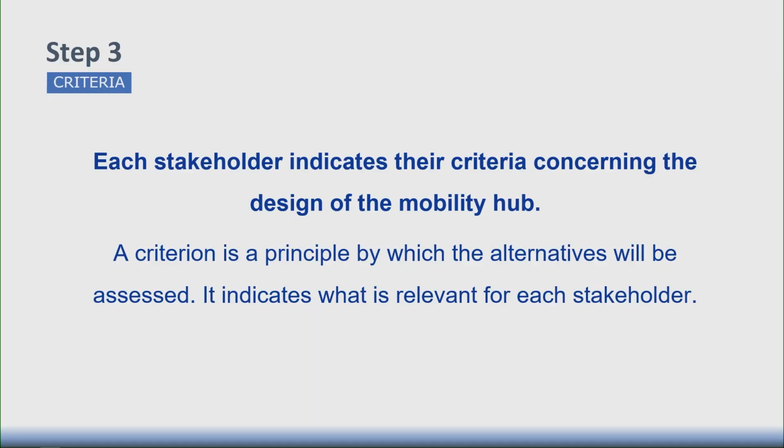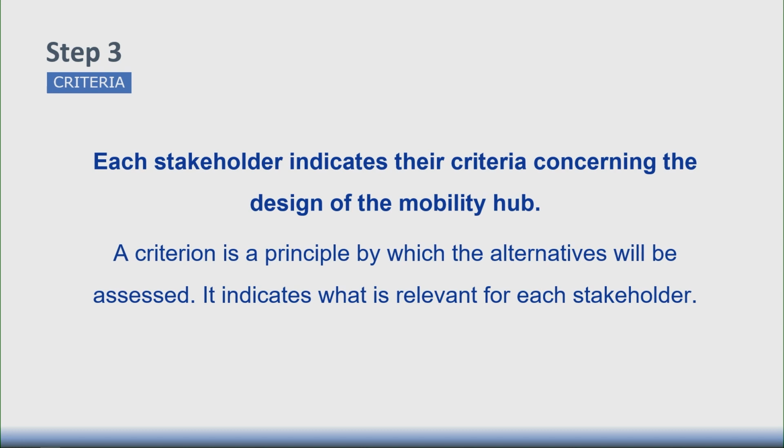Step 3. Each stakeholder indicates their criteria concerning the design of the mobility hub. A criterion is a principle by which the alternatives will be assessed. It indicates what is relevant for each stakeholder. In this step, it's very relevant that facilitators support participants to identify these criteria.